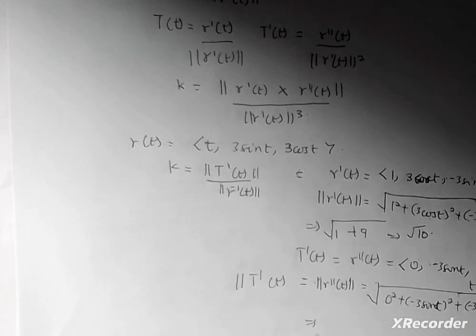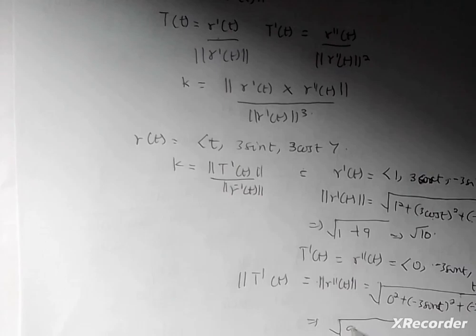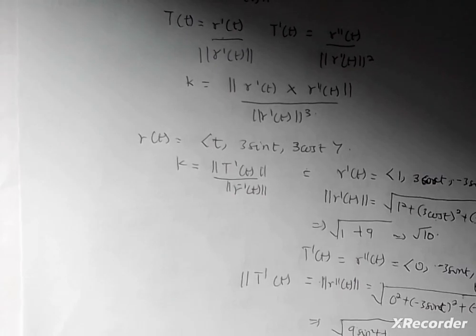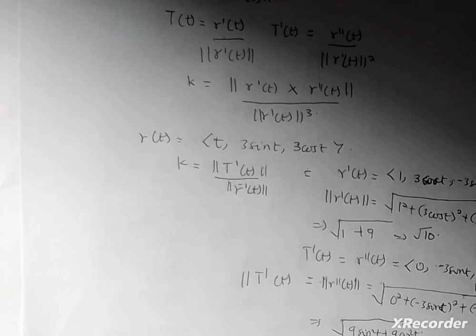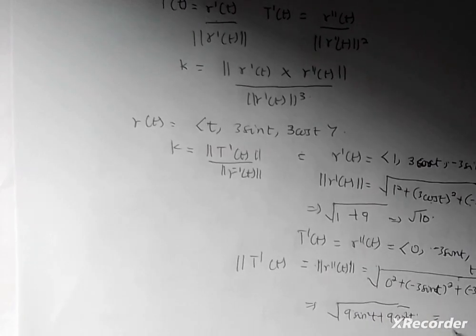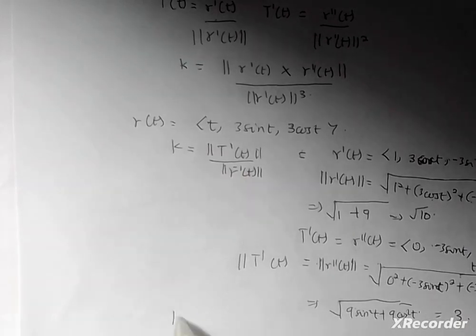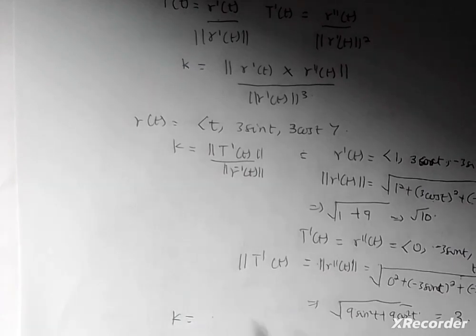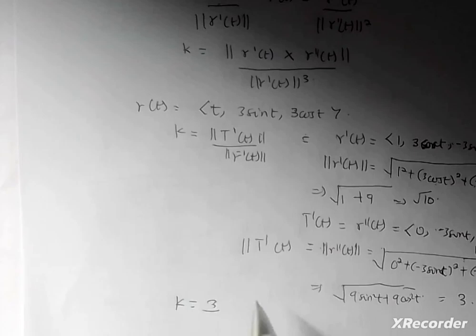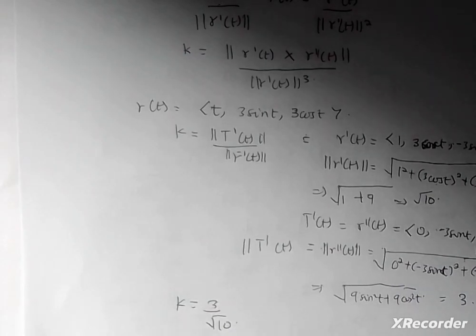So what am I getting for this? My 0 goes away. I'll get 9 sine squared t plus 9 cos squared t, and this is simply equal to 9. Square root of 9 is equal to 3. So my K is simply equal to the length I got here, 3, over my r prime length, which is root 10. This is simply my curvature. How you find curvature is a formula work: you just find the various components of the formula, then you solve it straight away.